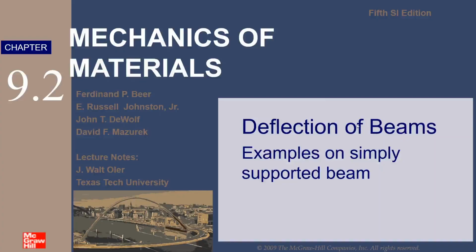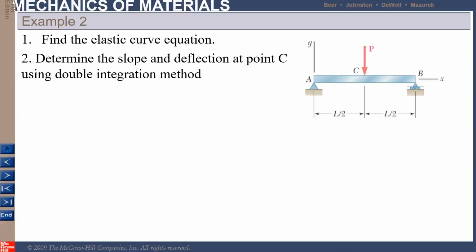Alright, so let's start. This is the first example, in which I want you to try together with me. Let's say we have a simply supported beam ABC that is shown here. The total length of this beam is L, and we have a loading of P at L/2. The first question is asking you to find the elastic curve equation for this beam.